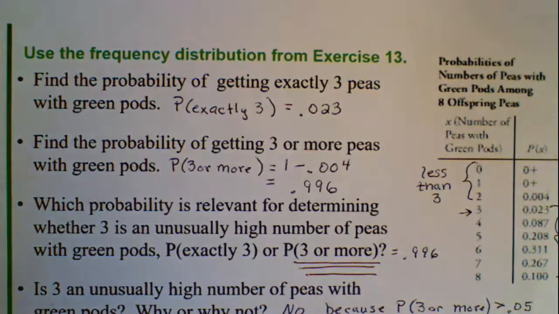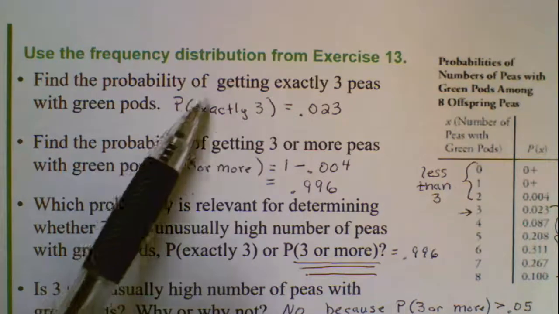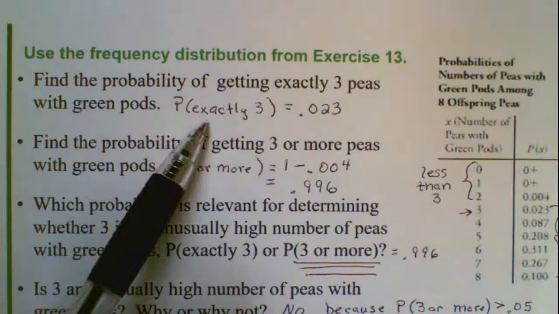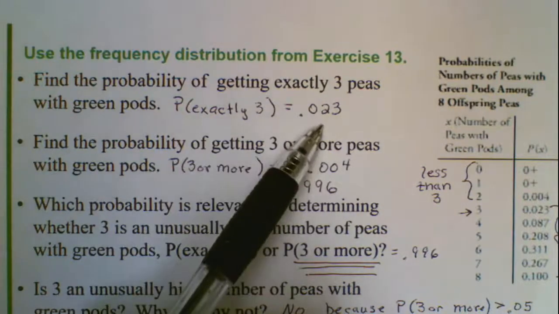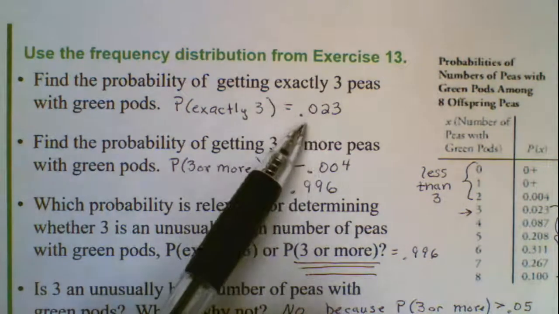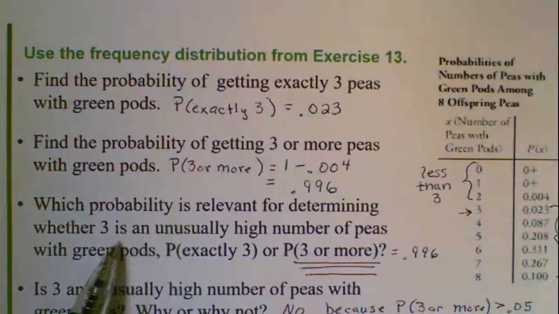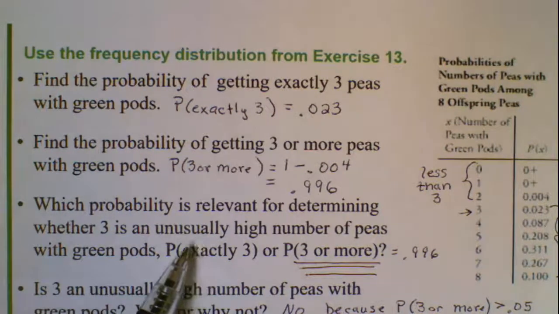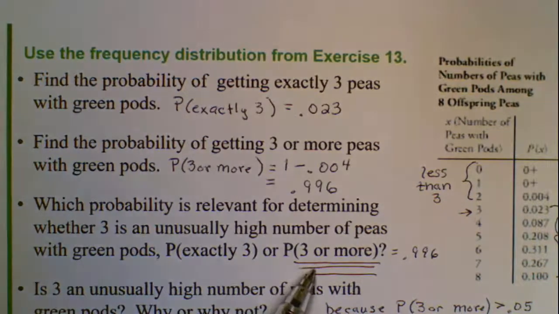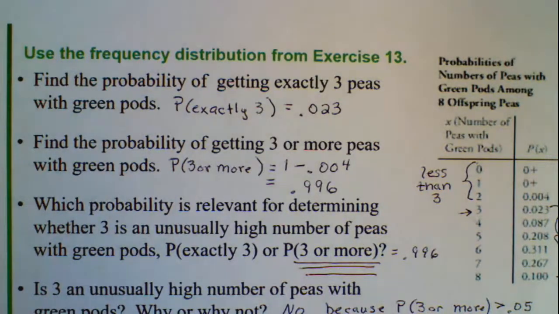You can see from this example why it's important to understand the previous slide. If you use the probability of exactly 3 peas with green pods, that is less than 0.05. So you would end up saying, yes, it's unusually high. But that's not what you should be using to determine if 3 is an unusually high number of peas with green pods. You should be using the probability of 3 or more, and that's not less than 0.05. So 3 is not an unusually high number of peas with green pods.